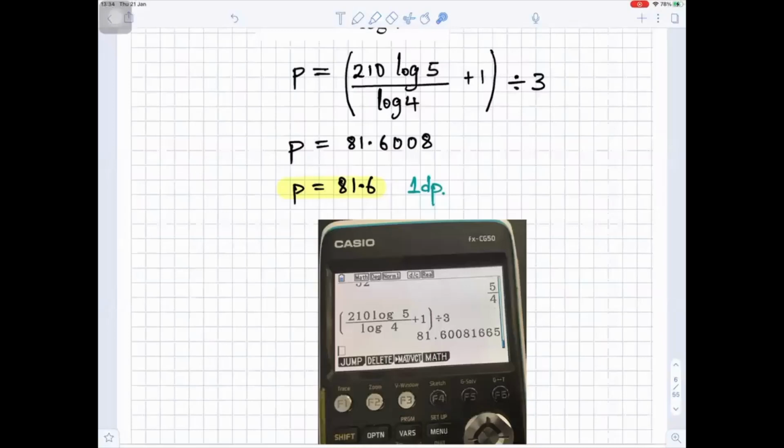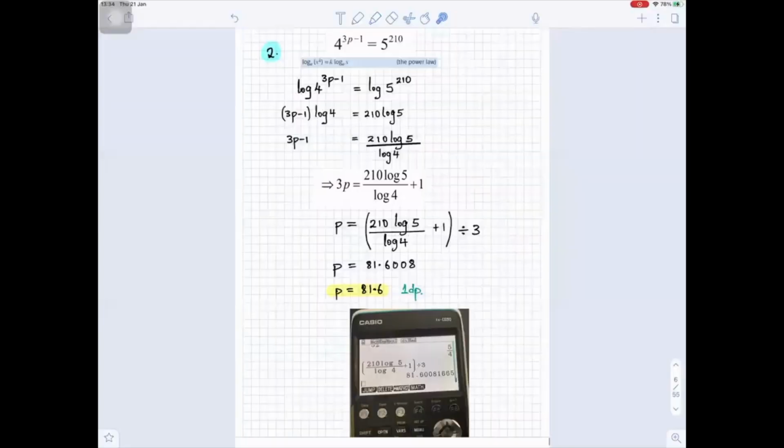When we put that into the calculator, we put (210 log 5 divided by log 4 plus 1) in brackets, divided by 3, and you get 81.6008. The answer to 1 decimal place is 81.6. So that's the complete answer for question number 2.